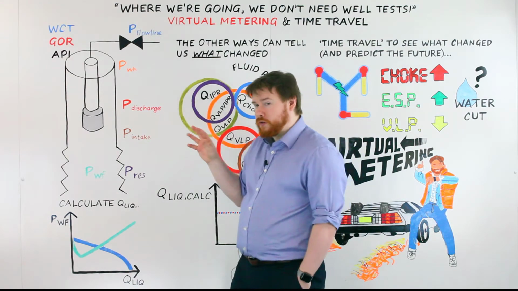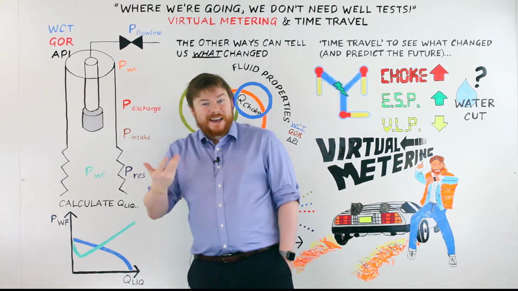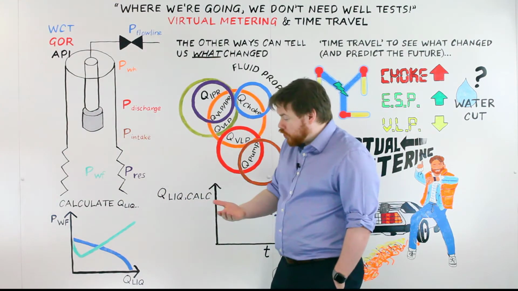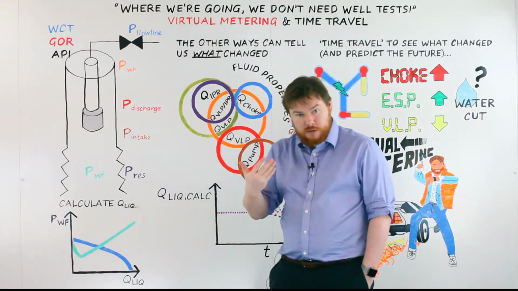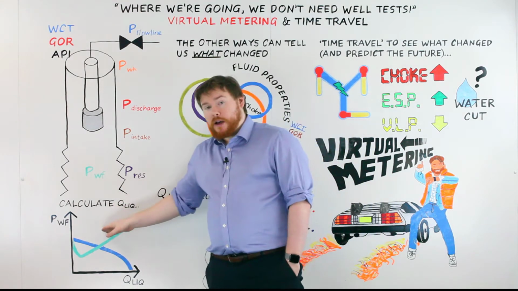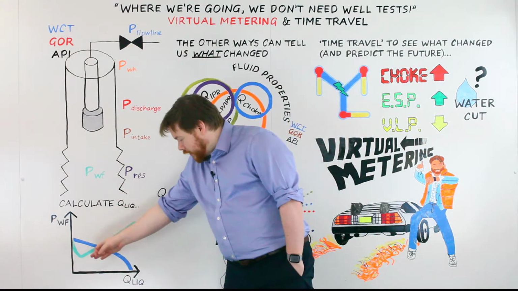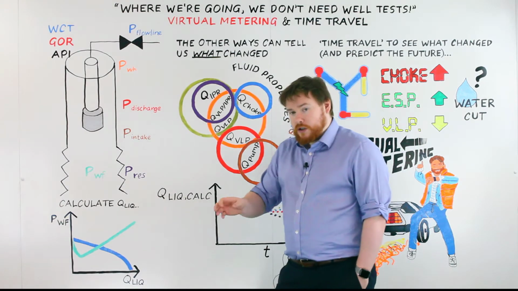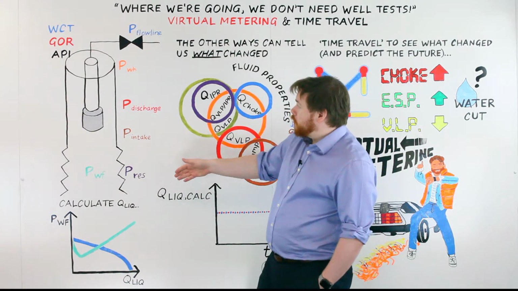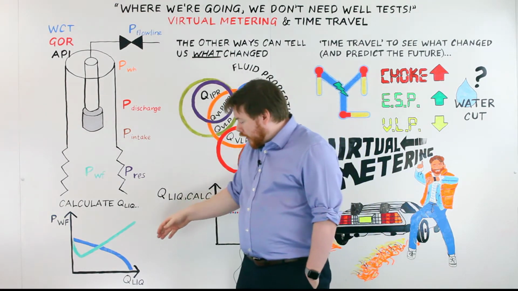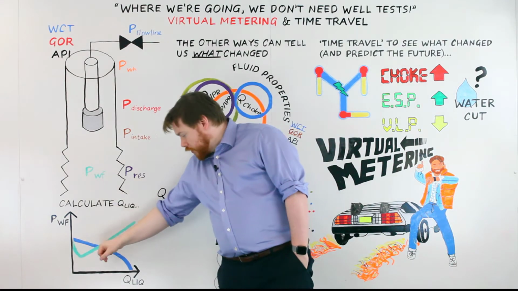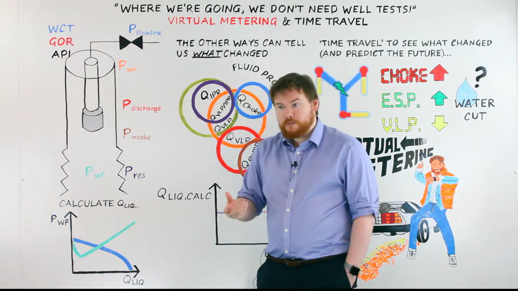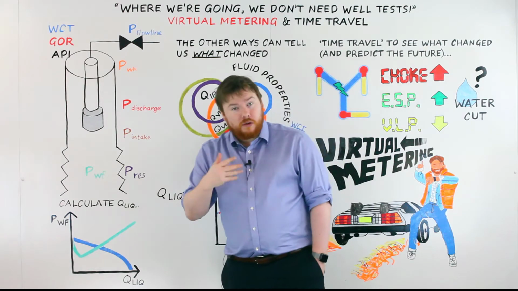Now, based upon all these various measurements, I can then calculate a rate through the well. And the traditional method of doing this, and the one that is the most common, is a VLP-IPR intersection. Based upon the fluid properties and what I understand the reservoir pressure to be and the wellhead pressure, I can then calculate those two curves, and the intersection will give me my liquid rate. But that's just one way of calculating the rate.